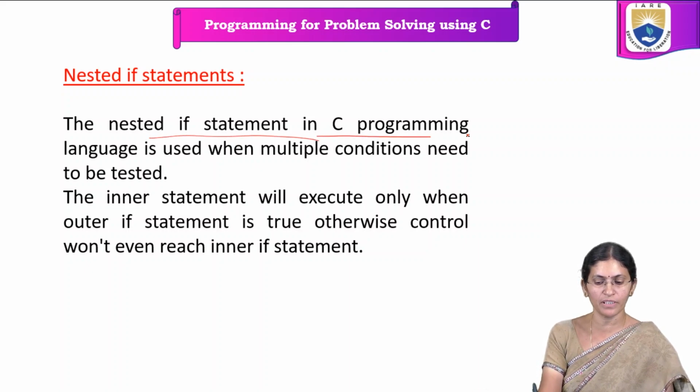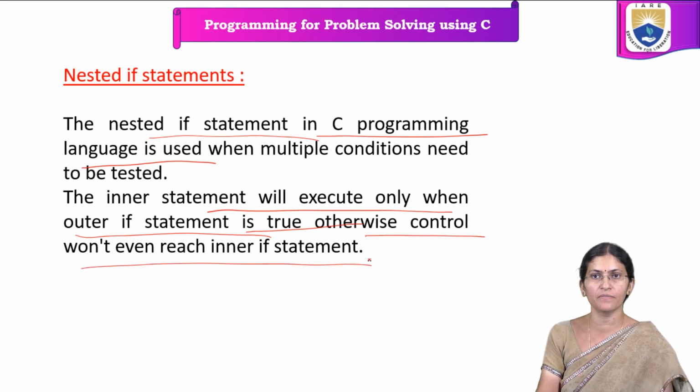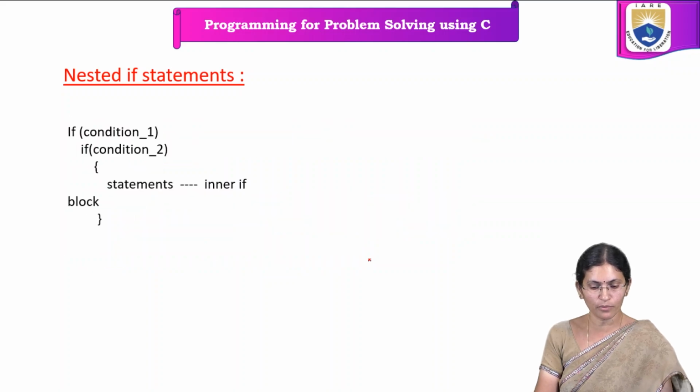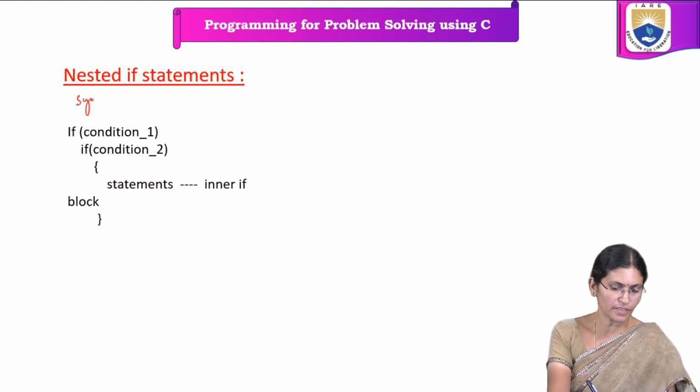The nested if statement in the C programming language is used when multiple conditions are to be tested. The inner statement will execute only when the outer if statement is true. Otherwise, control won't even reach the inner if statement. There are different forms of nested if statements available. So this is the syntax for nested if.